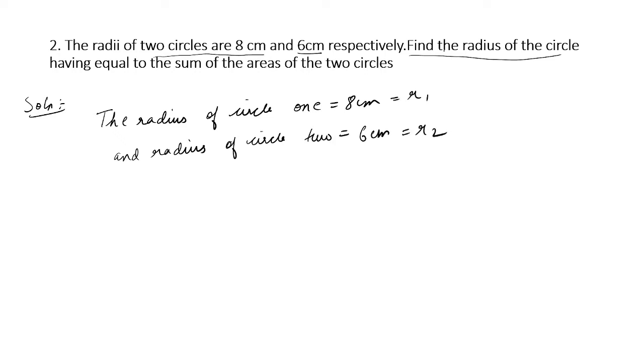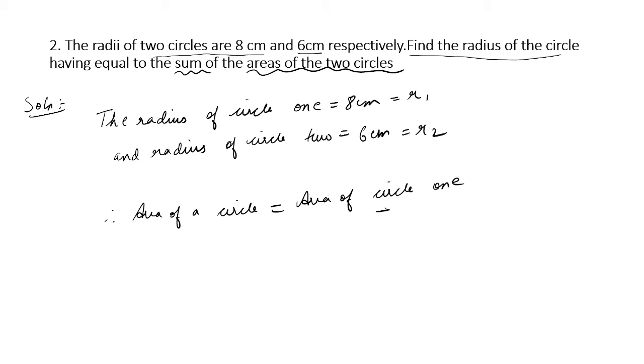Okay, now we have to find the radius of the circle which is equal to the sum of the areas of the circles. Therefore, you have to write the area of a circle is equal to what? The sum means addition of the areas of the two circles. That means area of circle 1 plus area of circle 2. Okay, so what is the formula for area of a circle? It is pi, I'll write this as capital R square.